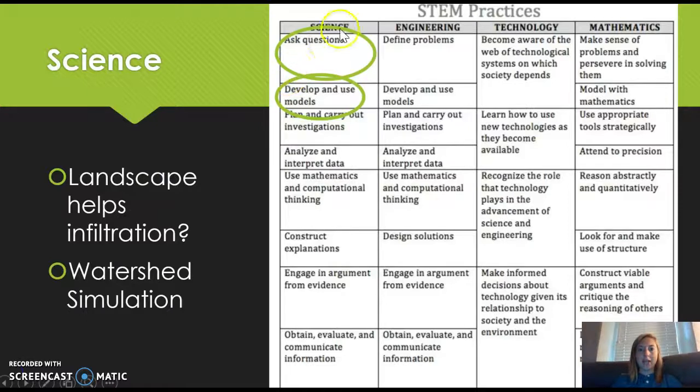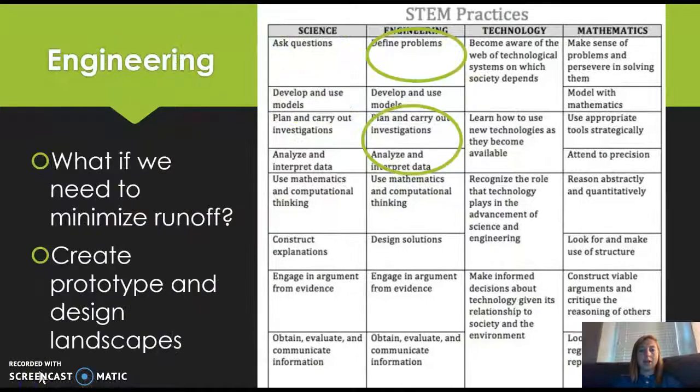In terms of science, we were asked a question and we had to create a model and use models like the watershed activity and the simulation in order to figure out how we were going to create our landscape. For engineering, the problem really is what happens if we need to minimize runoff with the Earth systems. And I had to create a prototype and design landscapes on my own. So designing and thinking of that process was being an engineer.